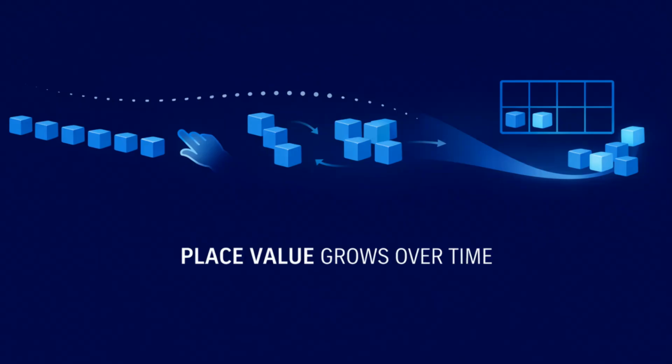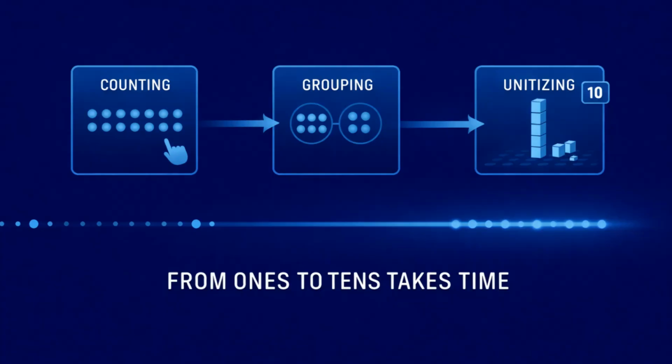In early childhood classrooms, place value develops gradually. Students do not start by thinking in tens and ones. They begin by counting objects, coordinating number words with quantities, and noticing patterns in the counting sequence. Over time, they learn to group objects and eventually they learn to unitize, to see 10 ones as a new unit called a 10. This progression from counting, to grouping, to composing and decomposing units takes time. It rarely happens in a single lesson, or even a single year.